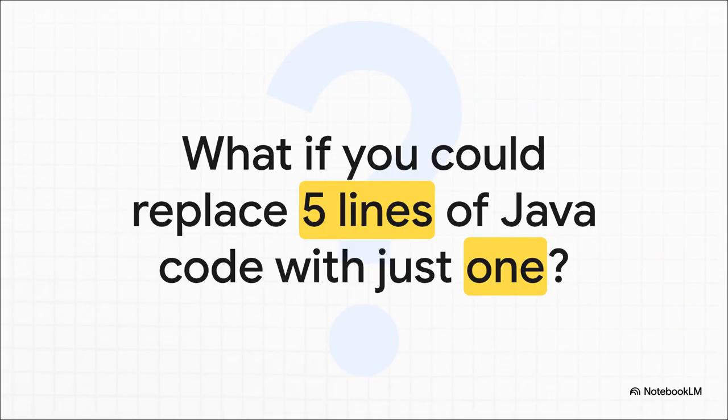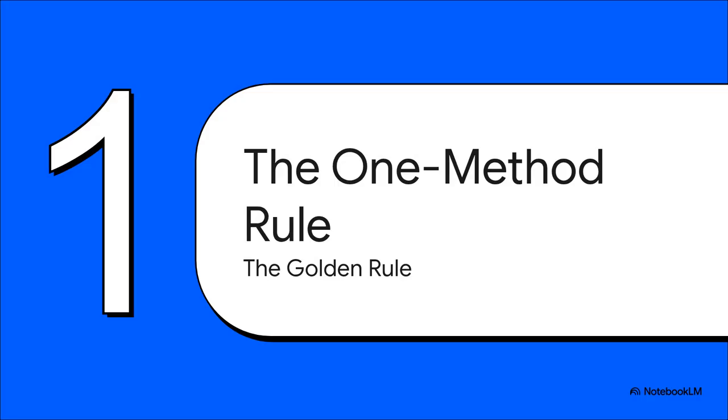What if you could take a clunky, kind of messy block of 5 or 6 lines of Java and just shrink it down to a single, elegant line? Well, that's not some fantasy. It's the exact promise that functional interfaces deliver on. The magic behind all of this really comes down to one simple but super powerful rule.